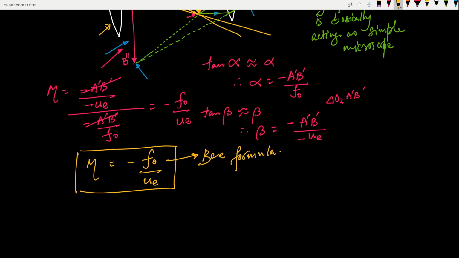Now in many books you'll see that the minus sign is not used. They have just written that magnification is FO by UE.